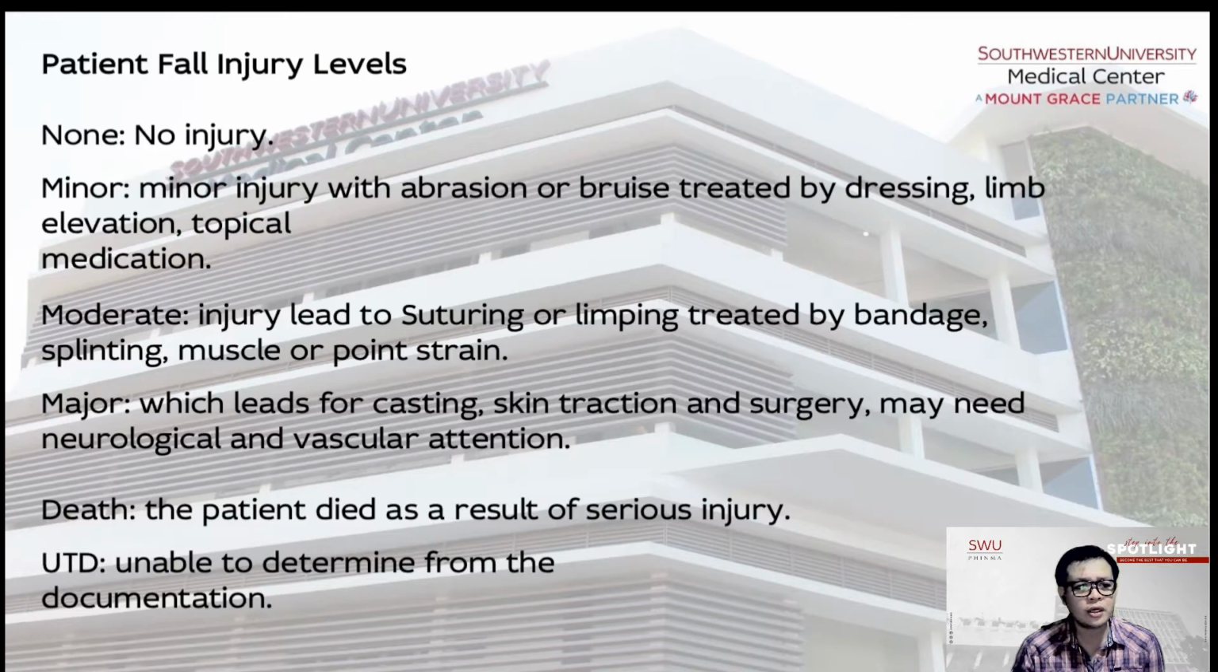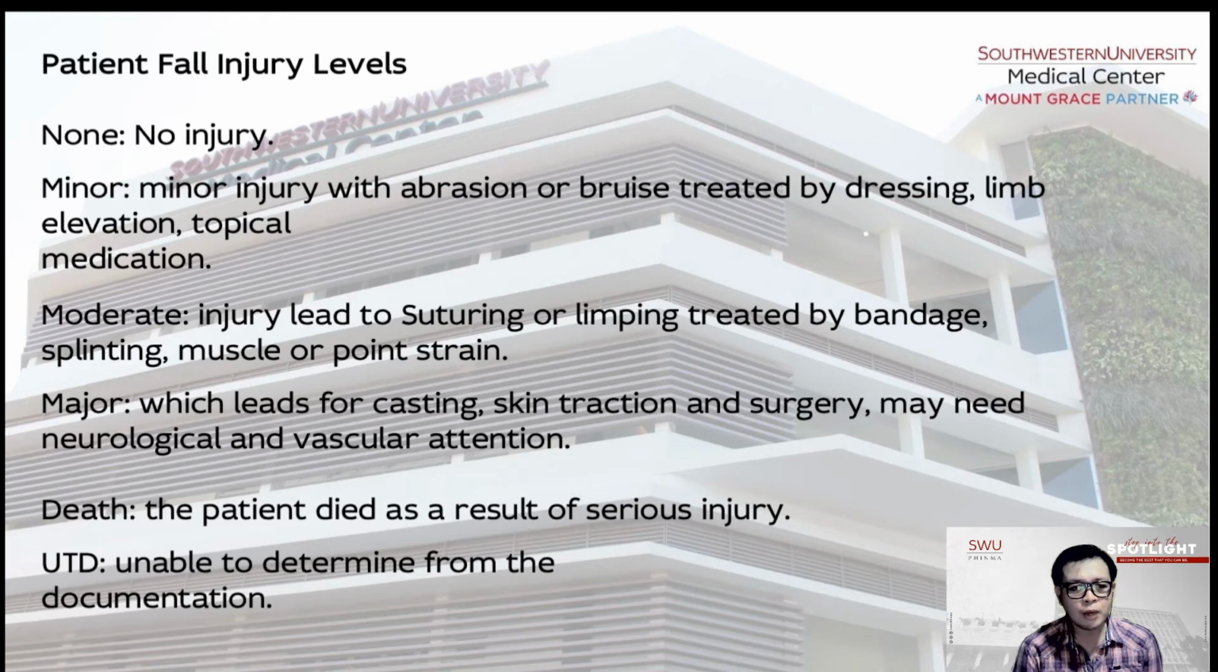And patient fall injury has different levels. So first, when you say no injury, we'll consider it as there is really no injury happening. And when we talk about minor, it has something to do with minor injury with abrasion or bruise treated by dressing, limb elevation, and topical medication.